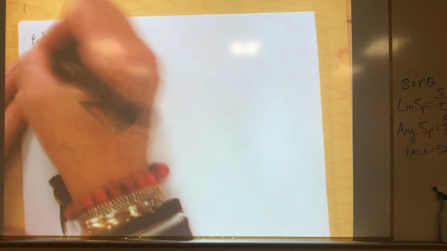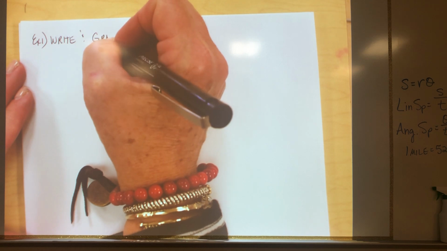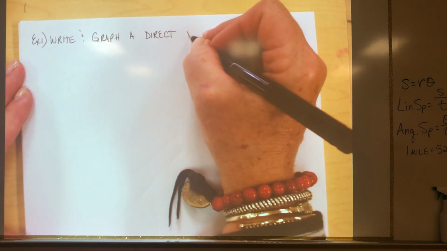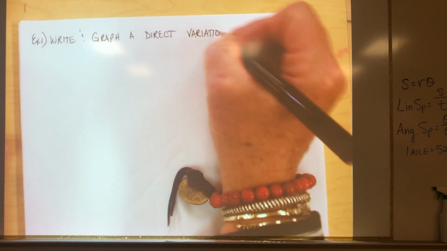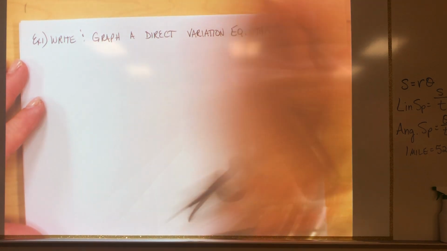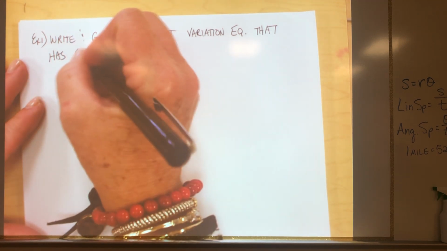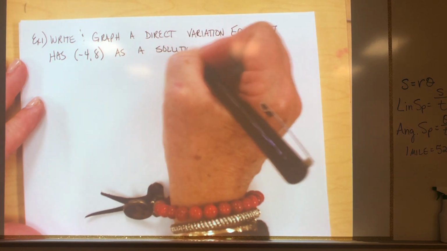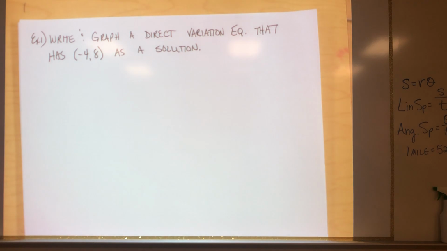Let's try another problem. This is example 1, okay? Example 1. Write and graph a direct variation equation that has -4/8 as a solution. Okay? Write and graph a direct variation equation that has -4/8 as a solution.